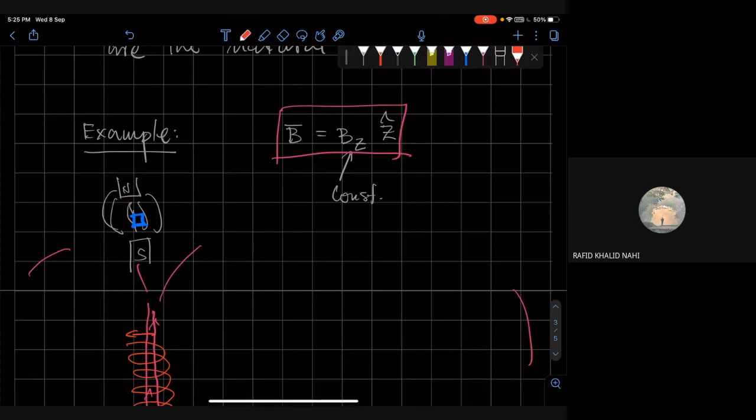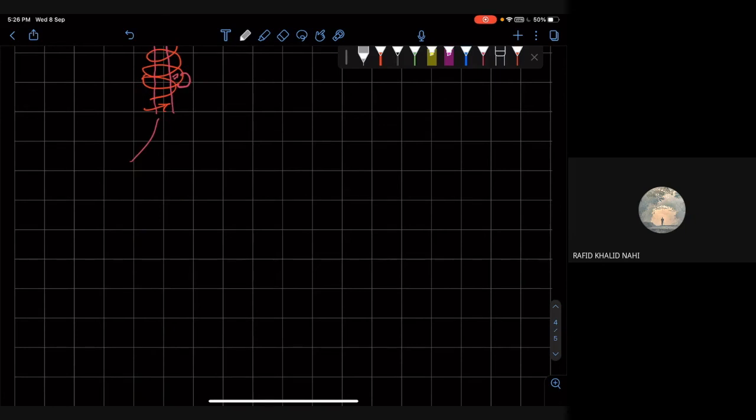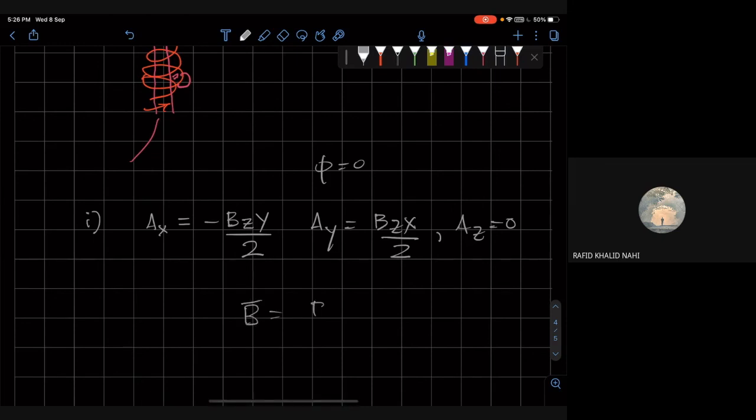So now the idea is that there should be some gauge potential associated with this magnetic field, right? For example, if I take a gauge potential where A_x is minus B_z y over 2, and A_y is B_z x over 2, and A_z is 0, and of course phi is also 0, then using the curl, you can show that we get B equals B_z z-hat. It's very easy to show.